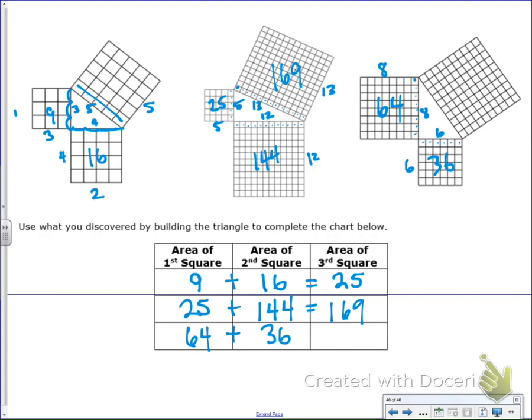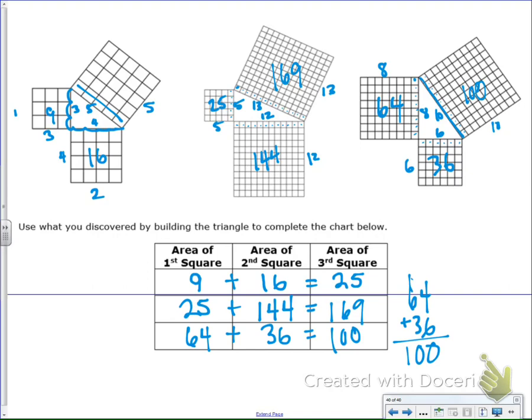So the first two, we added them together to get the third. Well, let's try it. 64 plus 36. That's going to give me 4 and 6 is 10, 6 and 3 is 9 plus 1 is 100. And let's see if that actually holds true. So let's go find my last side. I have 1, 2, 3, 4, 5, 6, 7, 8, 9, 10. And I have a 10 by 10, which sure enough is 100.